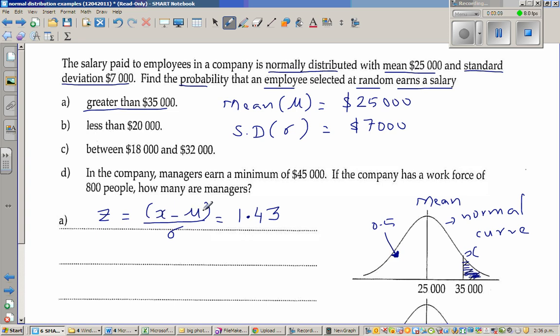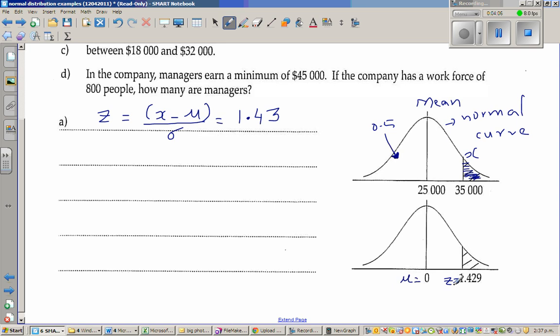I'll repeat it again: x minus mu tells me how much away 35,000 is. Say x minus mu in this case is 10,000. So I can say that 35,000 is 10,000 away from 25,000. That's very clear. And when you're dividing by 7,000, what you're saying is 1.43 is the number, that is 1.43 standard deviations away from mu. So z is nothing but telling you how many standard deviations away a value is from the mean. I hope I have not confused you. If that's confusing, remember this as a formula.